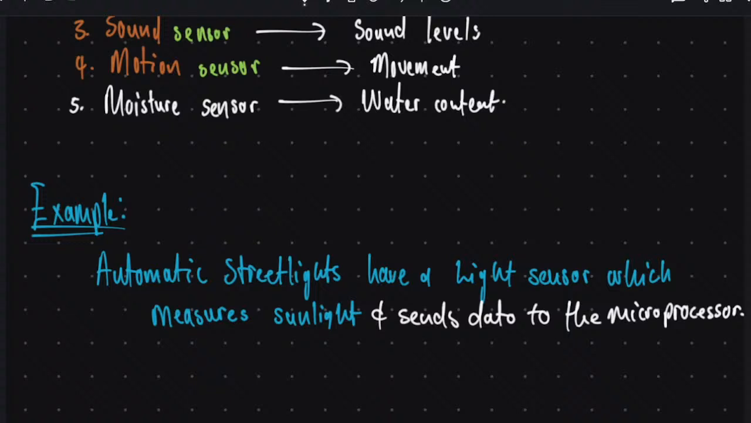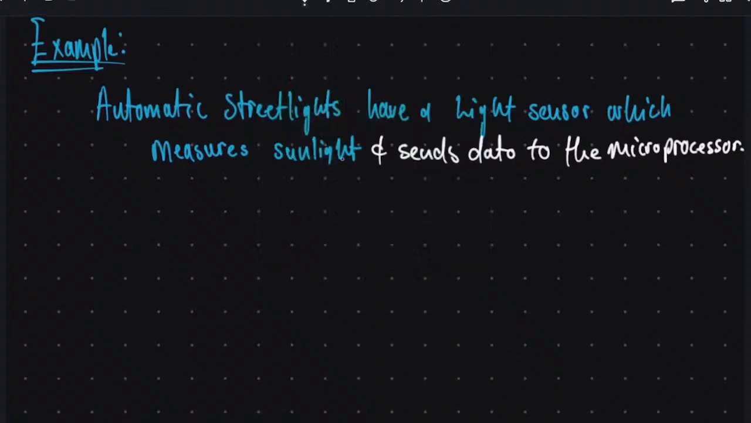What are the two jobs of a sensor? It detects or measures something in the environment and provides information to the microprocessor. Then the microprocessor sends the information to the actuator. That's the second step, component number 2, which is the microprocessor.